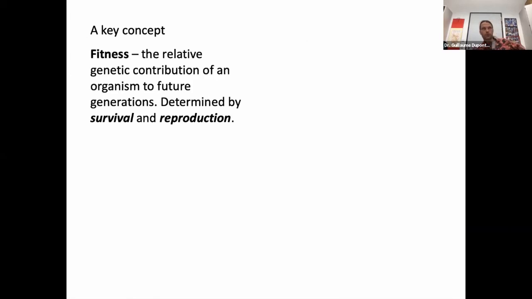So fitness is a key concept related to the relative genetic contribution of an organism to future generations, and is determined by both survival and reproduction. If we look into aspects in the class where we discuss climatic changes or other environmental changes, we have to think about how this could have affected the survival of individuals, such as gorillas, for instance, and their reproductive success. And we may understand why certain species went extinct over time.